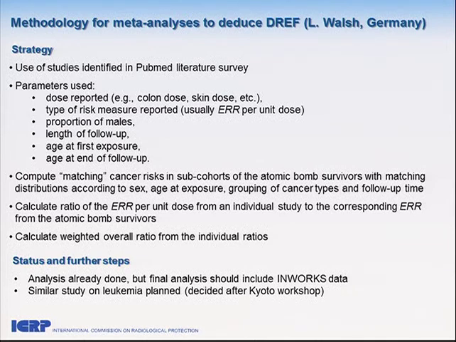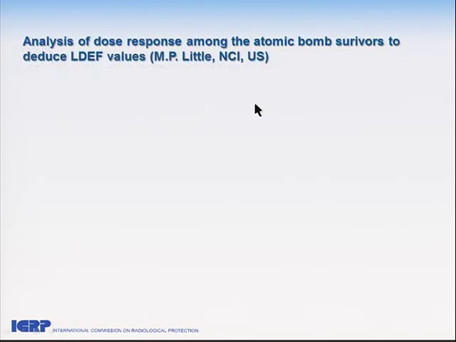And again, we wanted to wait for the INWORKS study, but the data are out now, and so we can continue that. And the other thing, which will also be done in the future, is to do a similar search and a similar analysis, if possible, with the leukemia data. And this was also an outcome of the Kyoto workshop with Japanese scientists, if you remember. Okay, then this was how to identify information on the dose rate effectiveness factor from human data, from epidemiological cohorts.